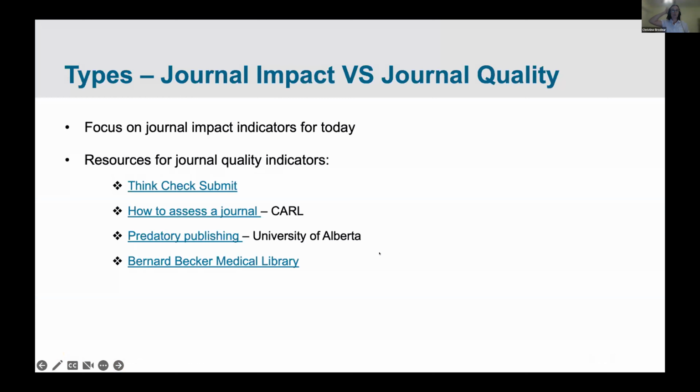First of all, today I'm going to talk about journal impact indicators. There are also some journal quality indicators, so it's not the same thing. And sometimes it's tough, you're like, oh yeah, one is the same, oh, it has a high impact, then it's a good journal. We'll come back to that in the misuse later on as well.